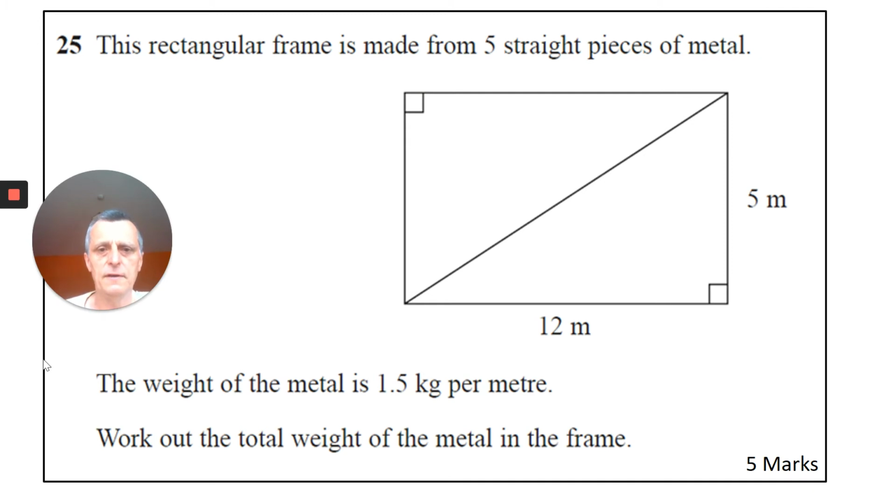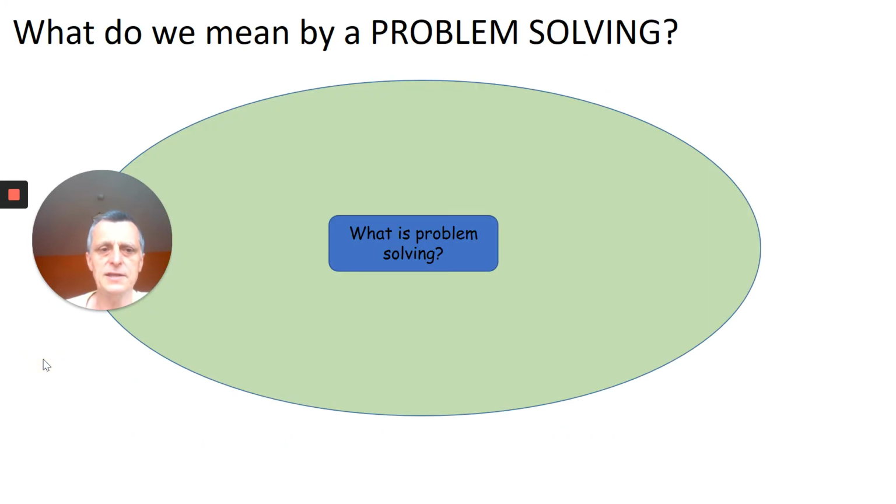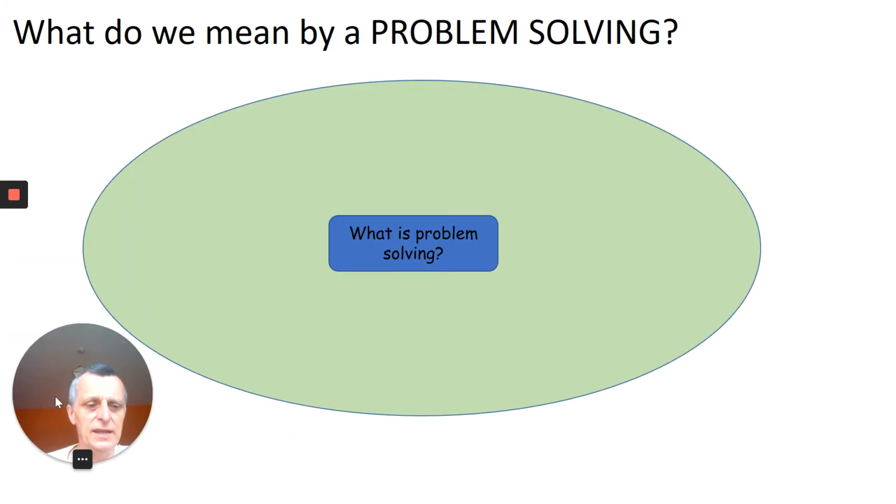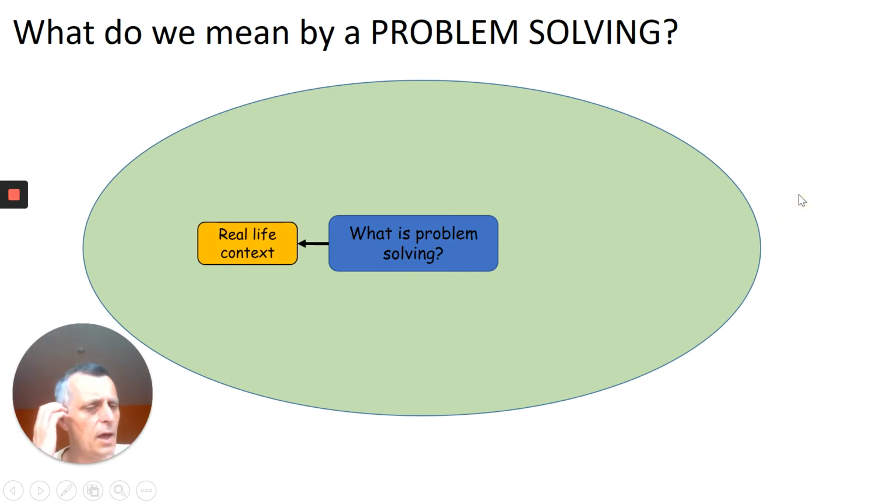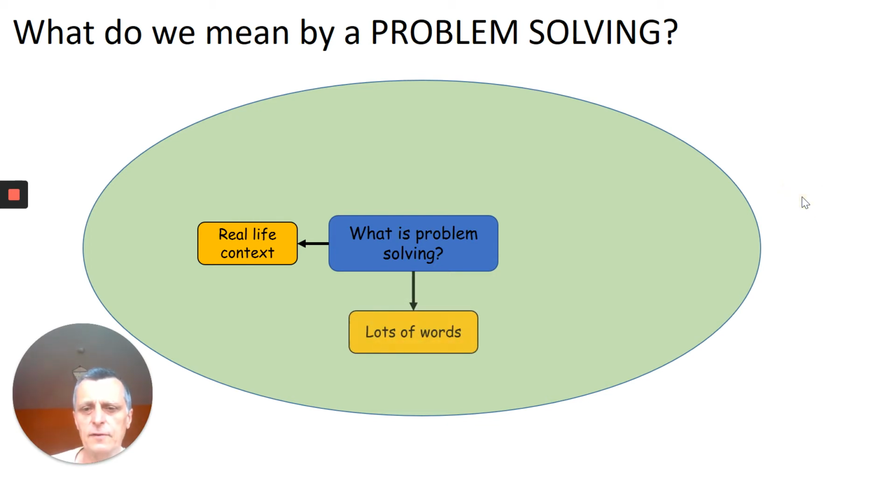So let's have a think first of all. We've looked at what we call problem solving, so let's have a little think about what we really mean by problem solving. What kind of question makes a problem solving question? First of all, it might be that the question is pitched in a context. It might be something like the previous one we were talking about, where it's talking about lengths of wire. Lengths of wire are real things, so it's putting it in a real life context.